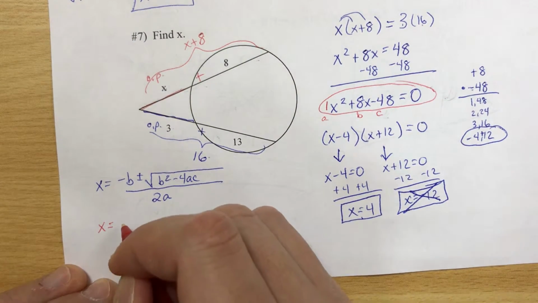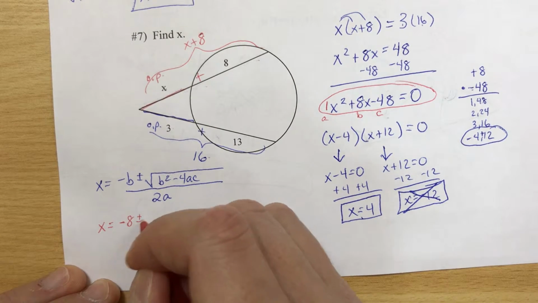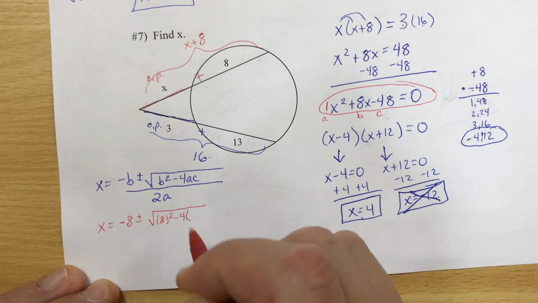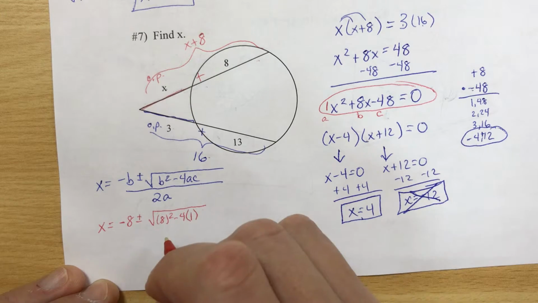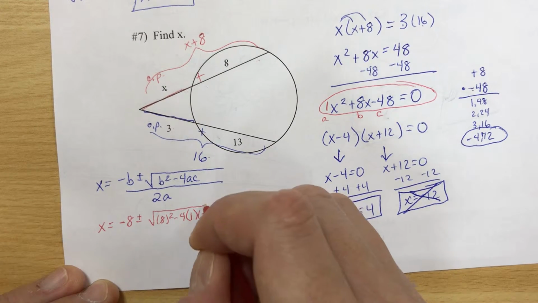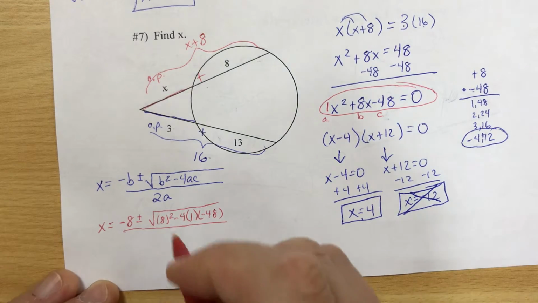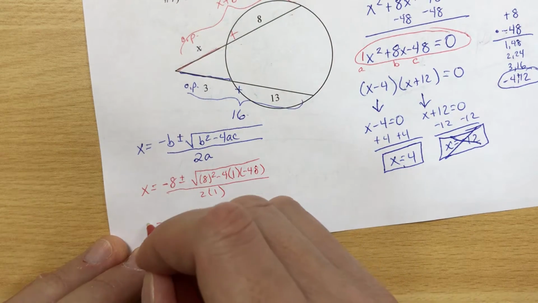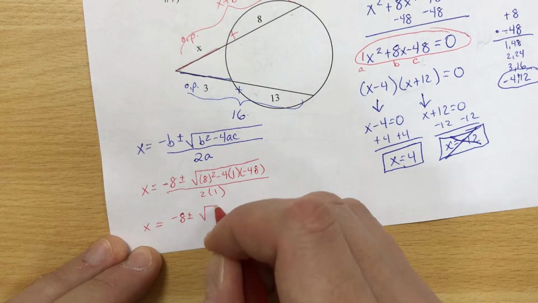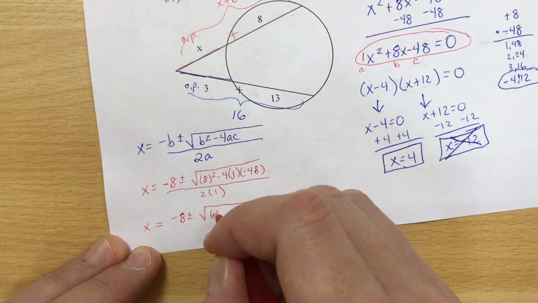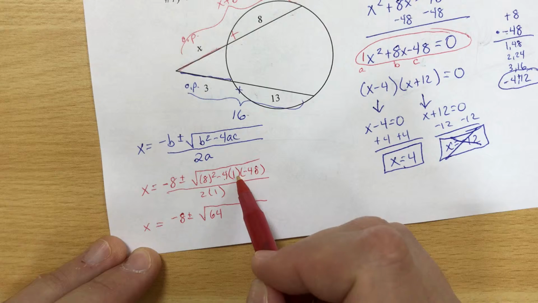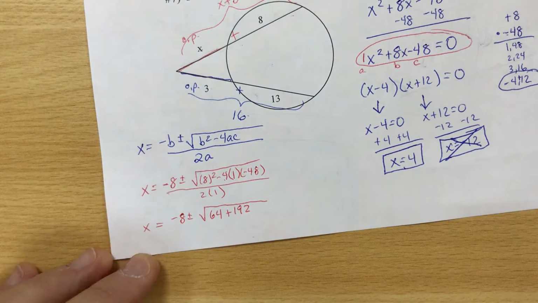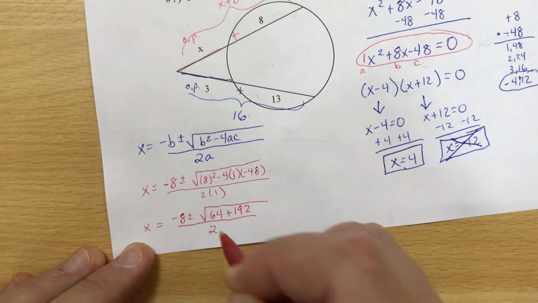x equals the opposite of 8 plus or minus the square root of b squared, that's 8 squared, minus 4 times a, which is 1, times c, which is negative 48, all divided by 2 times a. All right, now we got to keep working here. 8 squared is 64. Negative 4 times 1 times negative 48 is plus 192. Negative times a negative is a positive, all divided by 2.